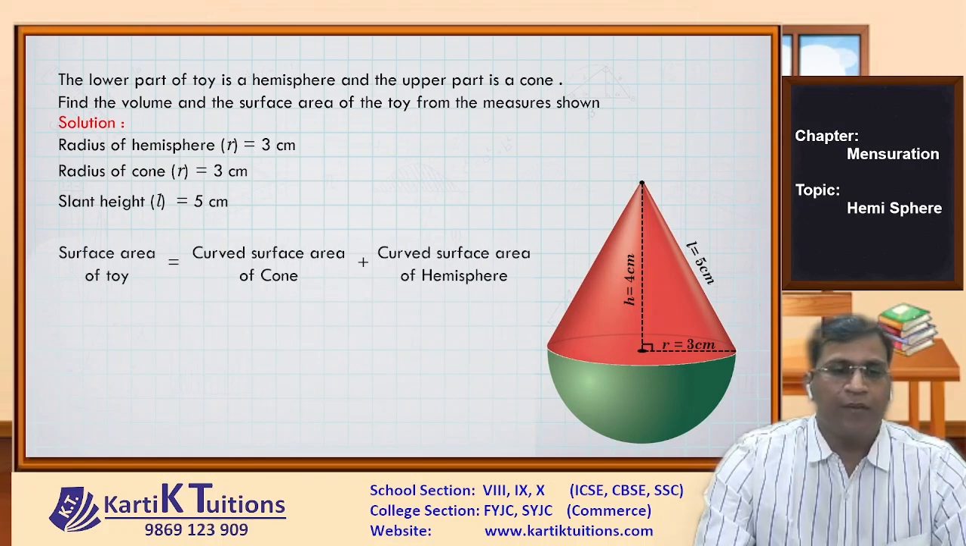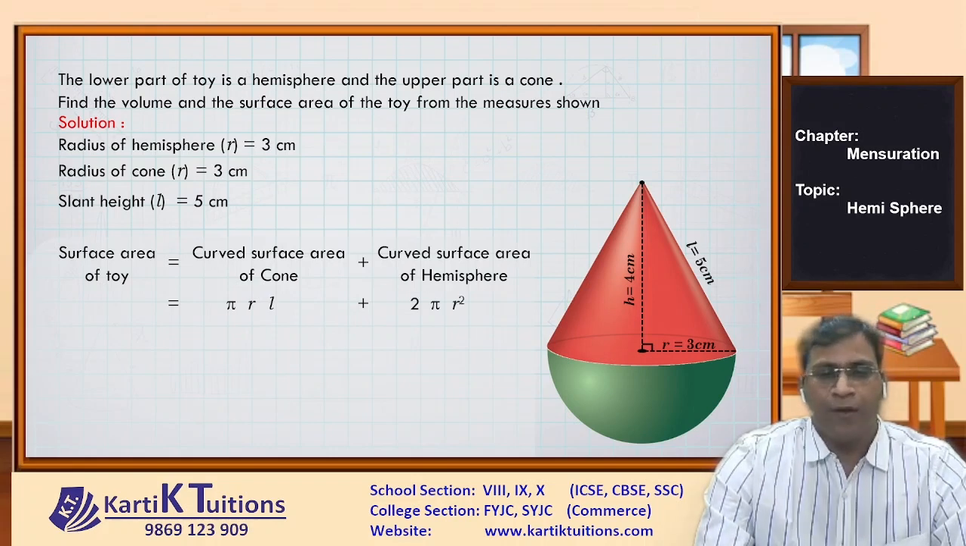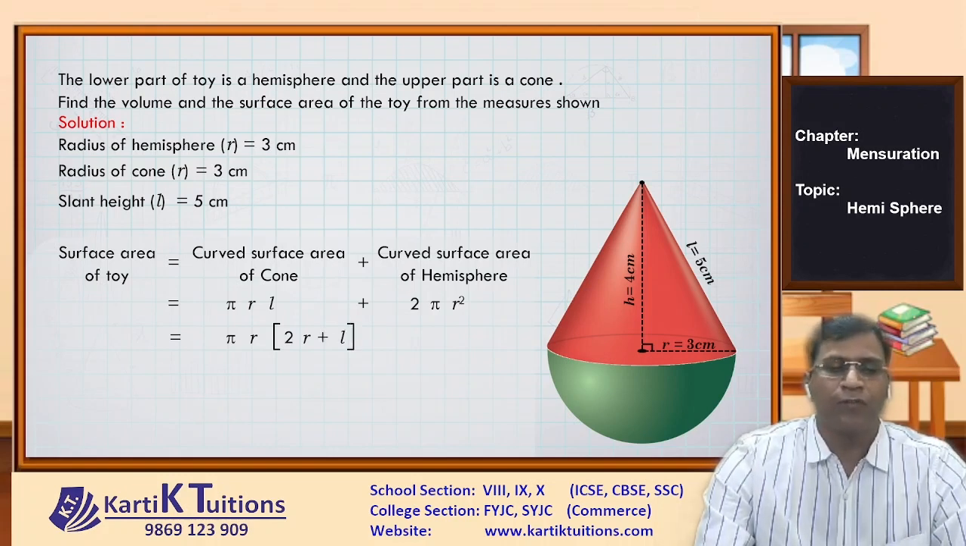Now once you get this, अपने को खाली फॉर्मूला पे जाना है. Now here pi r l plus what? 2 pi r square. अभी देखो सबसे पहले क्या कॉमन ले सकते हो? एक तो pi कॉमन आएगा और एक r भी कॉमन आएगा. तो ब्रैकेट में आएगा l plus what? 2r. You can write as 2r plus l also. It's one and the same.